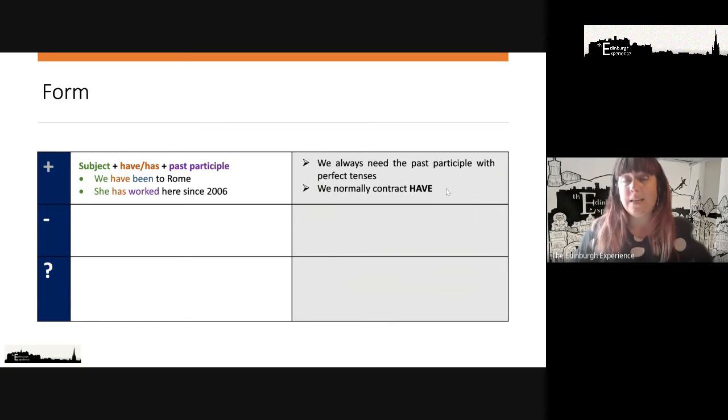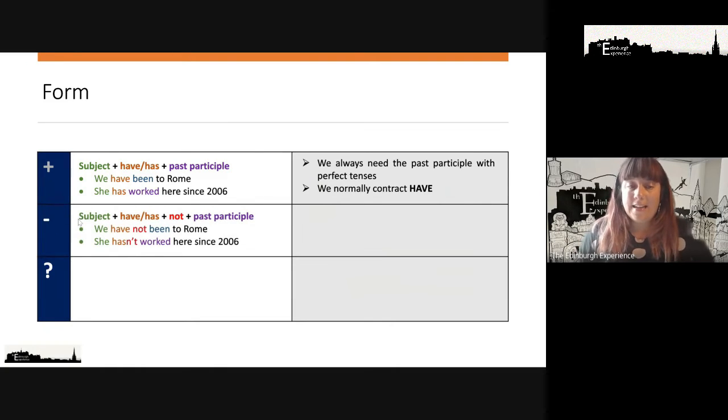We normally contract the word have in informal written English, but also when we're speaking. I'll talk about more of that in a second. If we're making it negative, you have your subject, have or has for the third person, not, and the past participle again. So we have not been to Rome.